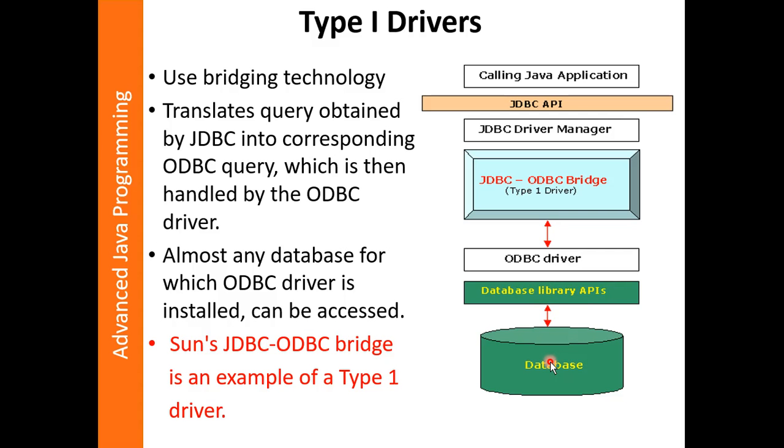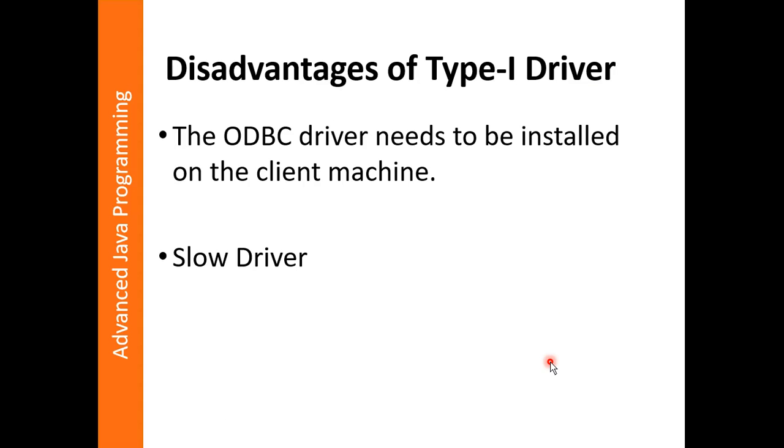The example of this type 1 driver is Sun's JDBC ODBC bridge. The disadvantages of this type 1 driver are, first, it requires the ODBC driver to be installed on the client machine, that is, some extra software is needed. Second, it is the slowest driver of all the drivers.